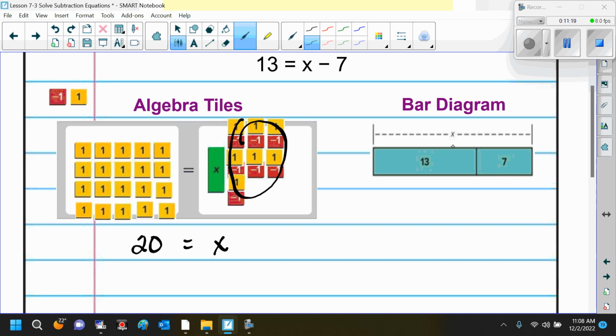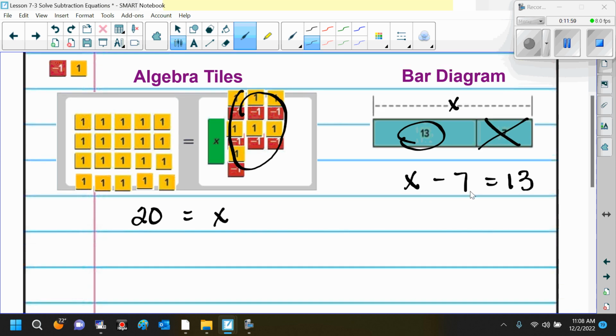Now with the bar diagram, we have the whole thing is equal to x. In order to represent this expression up here, we're going to take the whole thing and take out that 7. Has everybody got that? So when we take out the 7, that represents x minus 7. And then what's left is that 13. And that's how we use the bar diagram to write our expression. Once we get our expression, then we can solve it, right? So how do I get the x by itself?